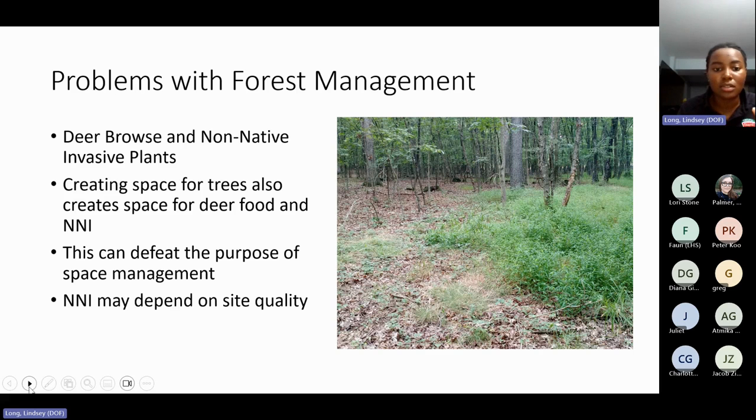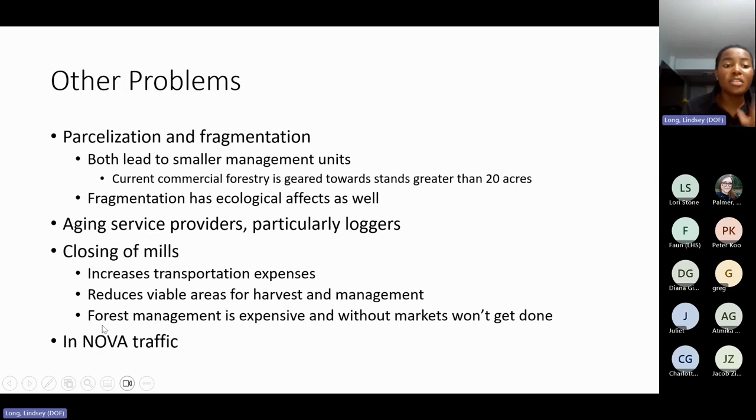Remember that. This is just an explanation. Another problem is parcellation or fragmentation. Say an owner owns 100 acres of straight forest. It's forest through and through. They sell it as five separate properties. So now it's five smaller 20-acre properties, and all of those have different people managing them now.